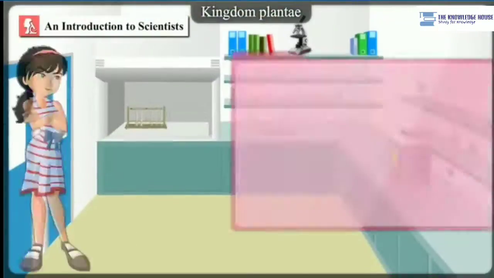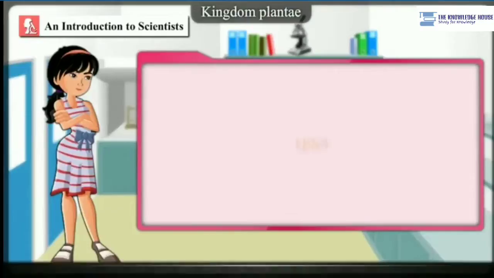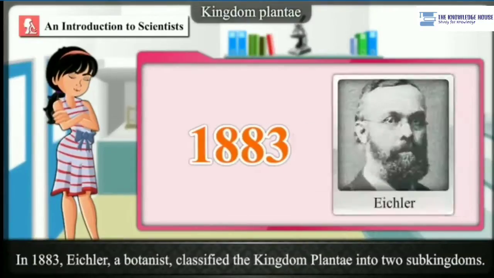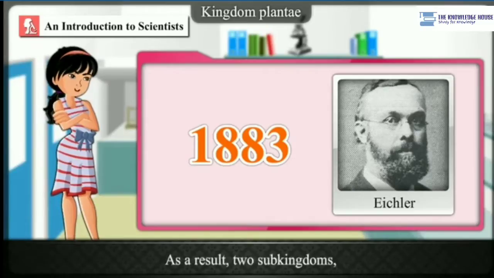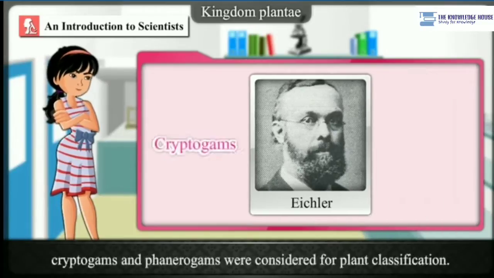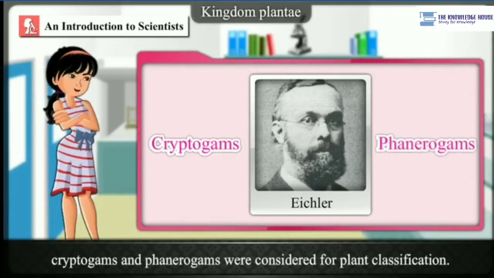An introduction to scientists. In 1883, Eichler, a botanist, classified the kingdom Plantae into 2 subkingdoms. As a result, 2 subkingdoms, cryptogams and phanerogams, were considered for plant classification.